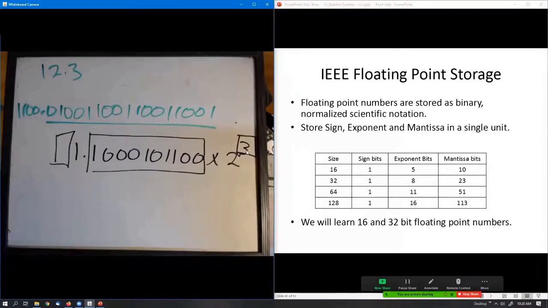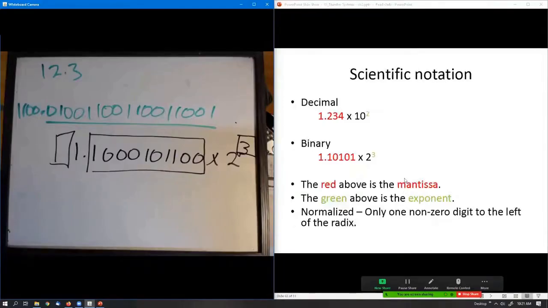The exponent is this thing. We're going to store it in our excess system. We're actually going to store something called a characteristic, not the exponent itself. That gets bigger as the number of bits we have gets bigger. So 5 for 16-bit, 8 for 32-bit, 11 for 64-bit. Our mantissa, this piece, we're going to store 10 bits for 16-bit, 23 for 32, 64 has a whole bunch, and the 128 has a whole bunch more. We're really only going to do the 16 and 32-bit numbers.